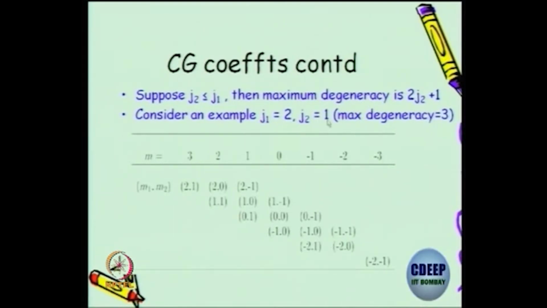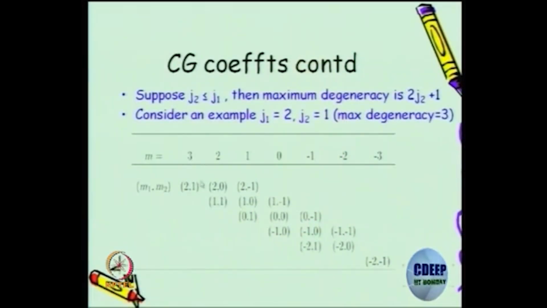M max is 2 plus 1, which is 3. So M minimum is minus 3. You can go in decreasing steps of 1 till you hit M minimum, which is 2, 1, 0, minus 1, minus 2, minus 3. What are the M1, M2 contributions for a given M? M1 plus M2 should be equal to M, right? You're all following? M1 plus M2 should be equal to M, and that shows that for a specific M of 3, it's a stretch state. It's one dimensional.